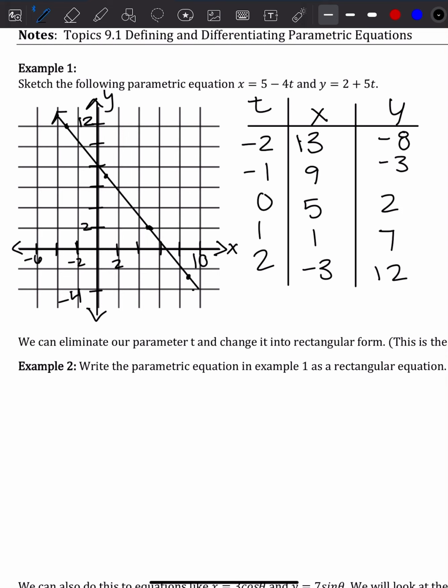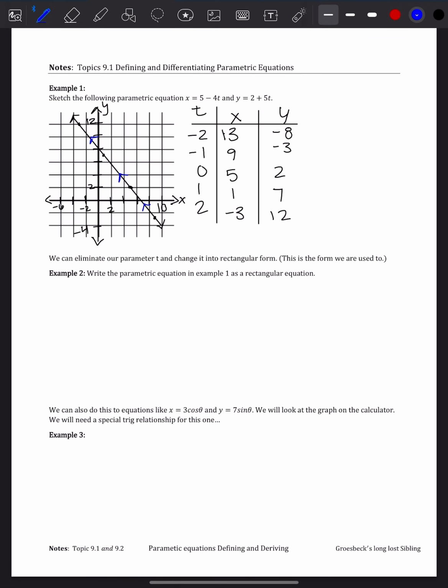And because we didn't tell the parametric to be in a certain spot, we're going to have arrows on both ends. And then we would also have arrows to show what direction we were going. So if we look at our values, x and y look like they're going backwards on the x-axis, so towards the negative x, but the positive in y.